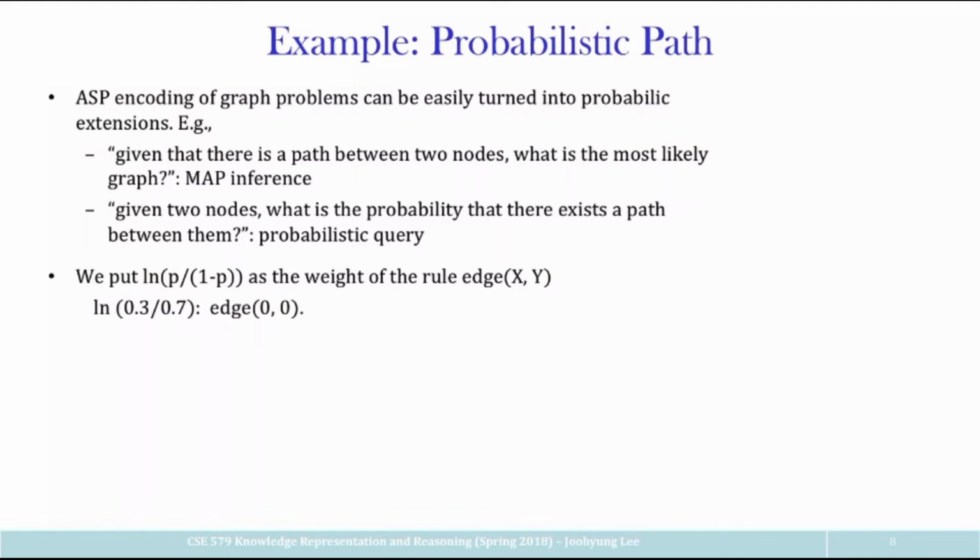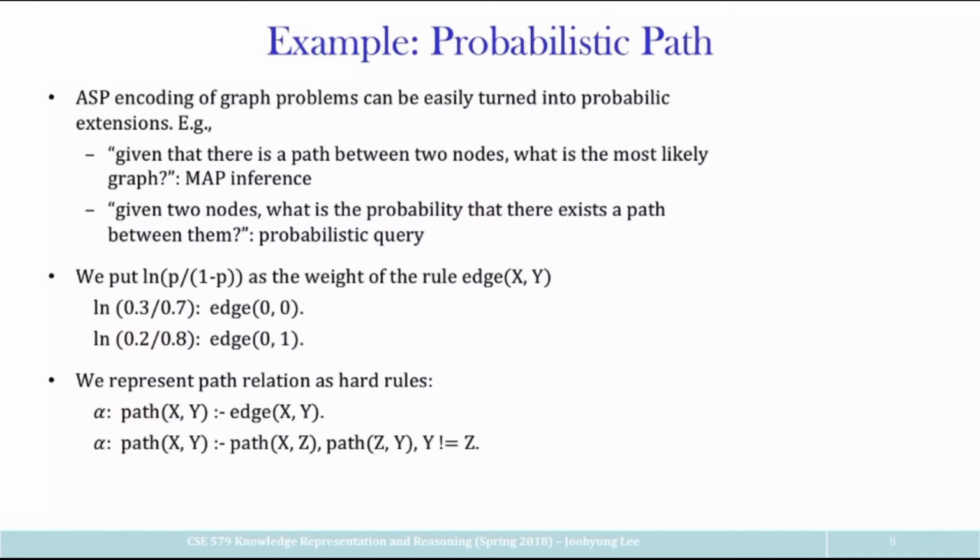How do you do that? You put the log of 0.3 over 0.7. We talked about why this particular number before. Do you remember this part? I don't have to repeat. If you want to say there is a 30% chance that this atom is true, then you encode log of 0.3 over 0.7. Similarly, you can do this with the other edges. Say edge(0,1), where 0 and 1 are connected by an edge with 20% chance. So this is what you need to do in terms of specifying the edges.